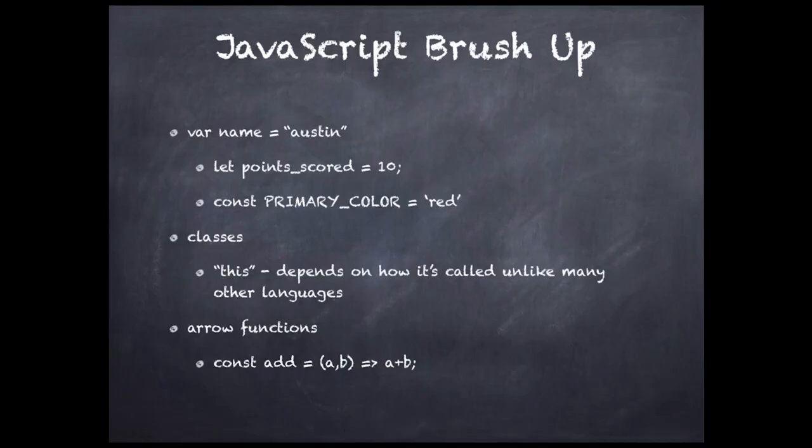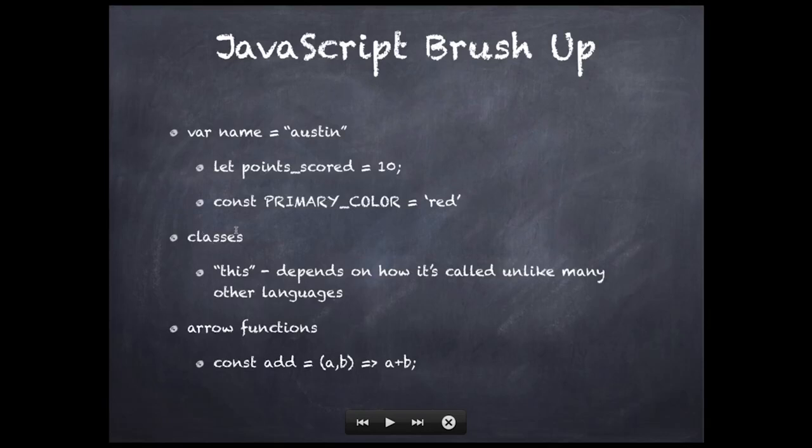In this section, I'm going to quickly brush up on a few new features in JavaScript that might be unfamiliar if you came from a previous version. So here in the first bullet, we can see, you might remember variables are declared like this, var name equals Austin. But in the new JavaScript ES6 syntax, we now have two new keywords, let and const. So let refers to a variable that may change its context. So say point scored or something of that nature. Const refers to a variable that will never change in the runtime. So say something maybe like a primary color or something of that nature.